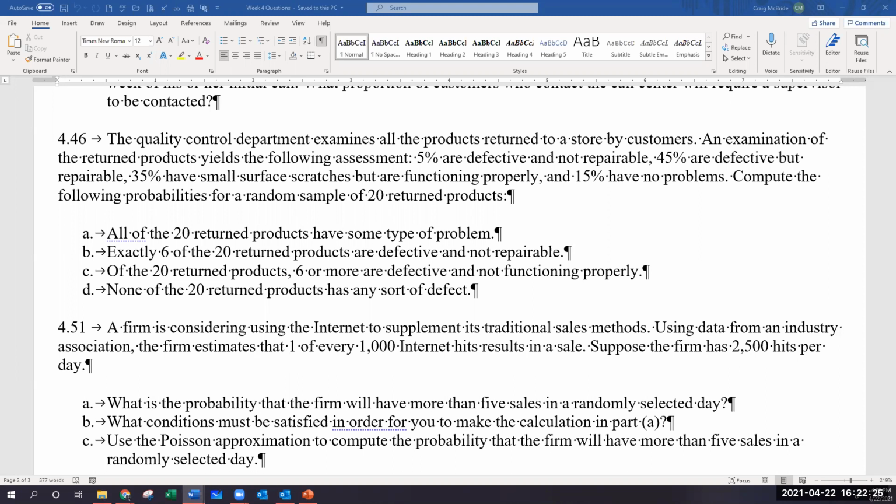And they should be very similar because if all of the 20 have some type of problem, isn't that the same thing as none of them having any sort of defect? I mean, think about it. If all of them have a problem, then that means none of them were perfect. That's correct. So none of them having any sort of defect is the same thing as all of them having some type of problem. Okay. So that's what I mean by it just depends on how you interpret it.